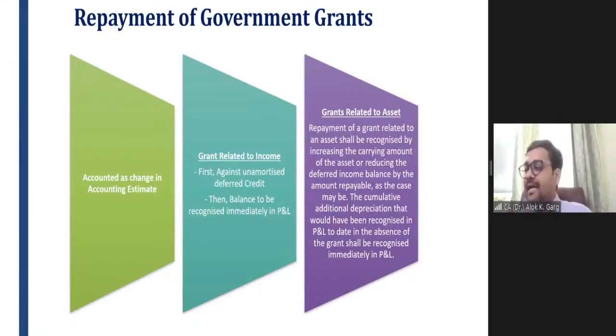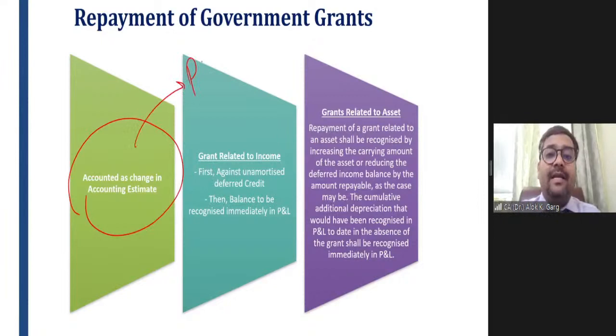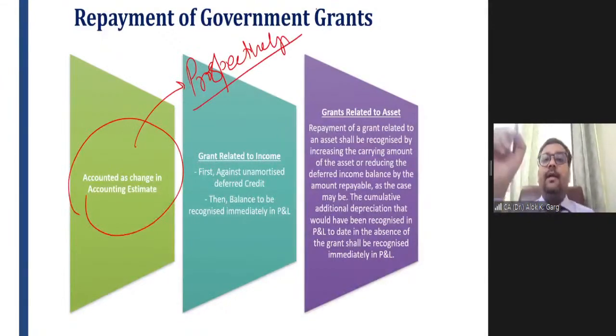So the standard says that if in future the grant has to be repaid due to non-compliance with the condition, it has to be treated as a change in estimate. And when I say it is a change in estimate, it has to be applied prospectively. Retrospective restatement is not required.